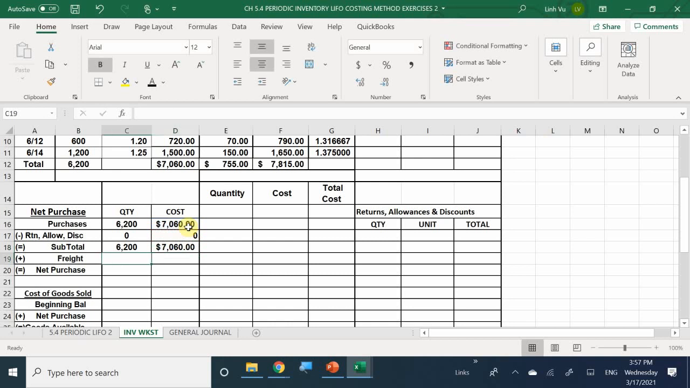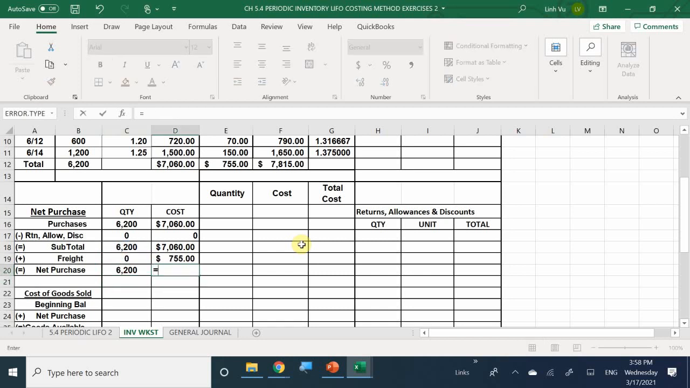Freight adds no quantity, but it adds cost. So how much was my freight? $755. So my net purchases is going to be a total of 6,200 items, costing me a total of 7,815.